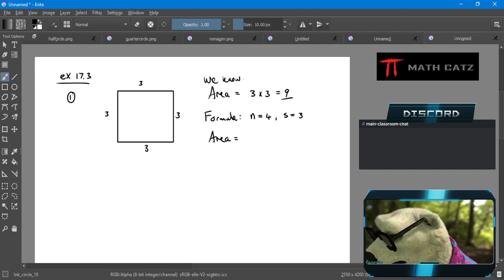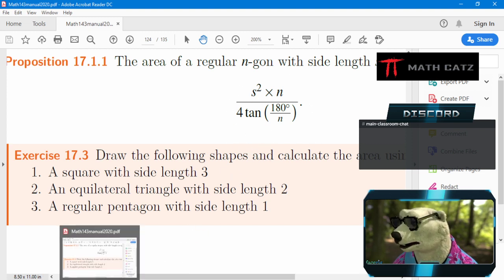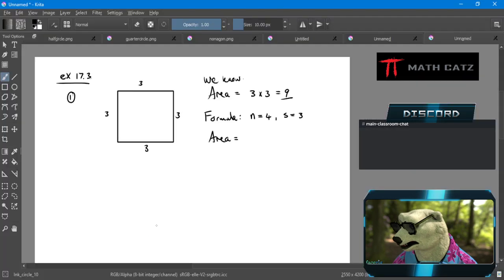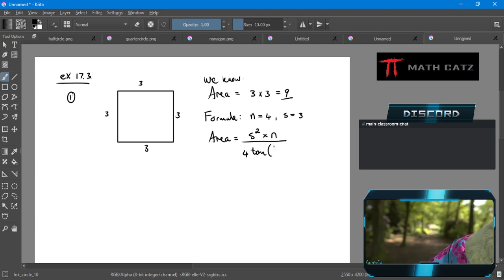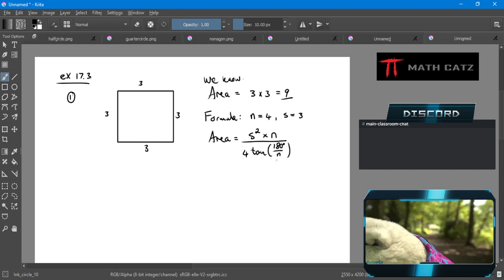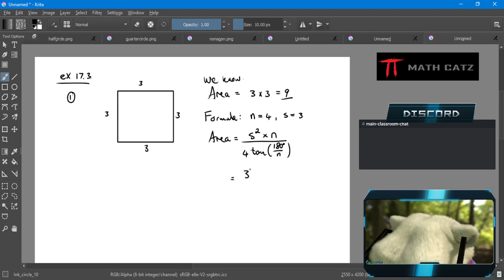So my formula says, let me just copy this down, s squared times n over 4 times tan, 180 degrees over n. Okay, how is that going to work? It's going to be 3 squared.